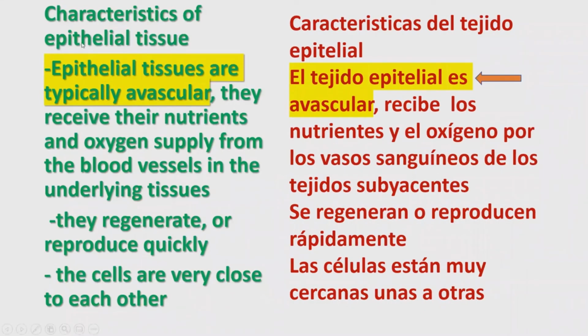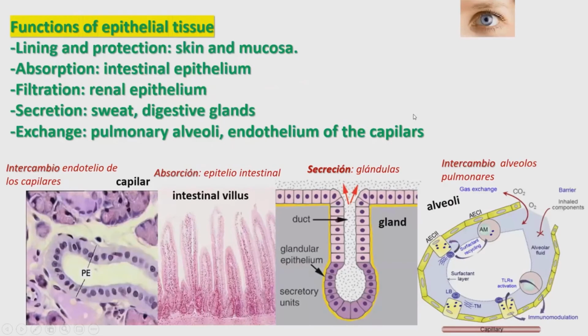The characteristic of epithelial tissue is that it is typically avascular. It receives its nutrients and oxygen supply from the blood vessels in the underlying tissue. It regenerates or reproduces quickly, and its cells are very close to each other.